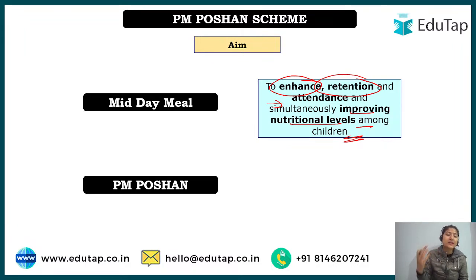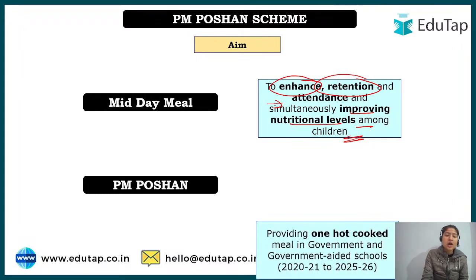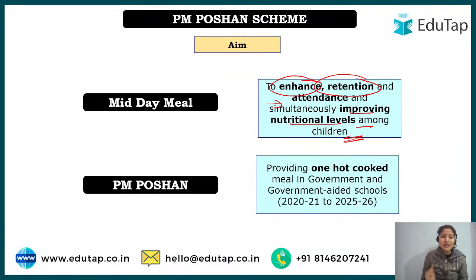So that is why at that time the aim of the scheme was this, but now we have come to 2021 when the scheme was relaunched. Currently it is 2023, and now the aim was changed. So from just retaining the students in the school, the aim was changed to one hot cooked meal in government and government aided schools.